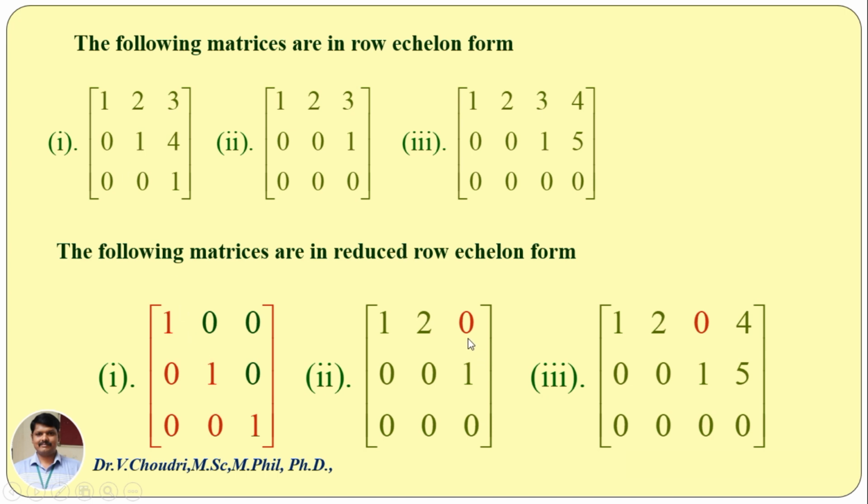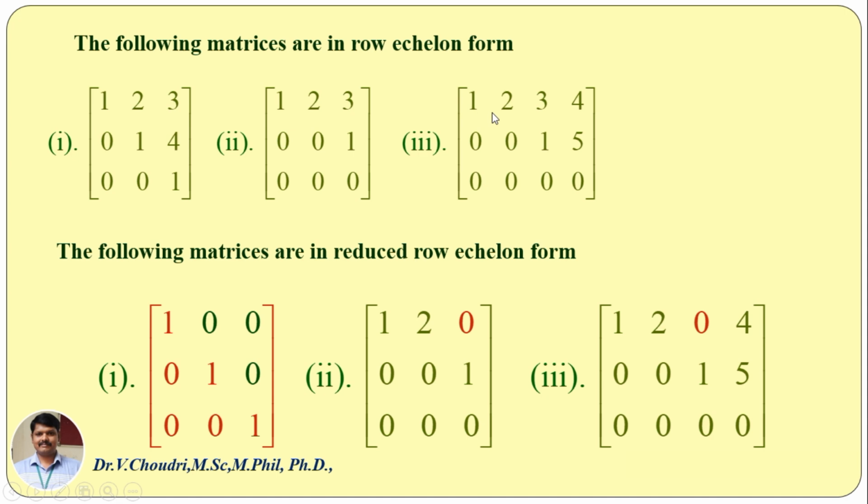Okay. Second, 1, 2, 3, 0, 0, 1, 0, 0, 0. So keep all the zeros at the bottom and see that 1, 1. Make the element above it also 0. Now only it is reduced row echelon form.